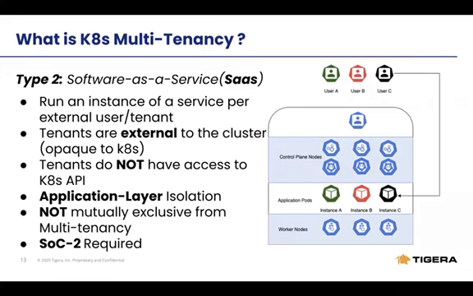So there are a lot of options here, but the idea is that the tenants here are external to the cluster. They're opaque to Kubernetes and have no awareness of it. Their application is running on Kubernetes, and therefore they do not have access to the Kubernetes API. The users here are external to even your environment, your company or organization. So this is providing application layer isolation. It is not mutually exclusive from multi-tenancy type 1, so you can do both.